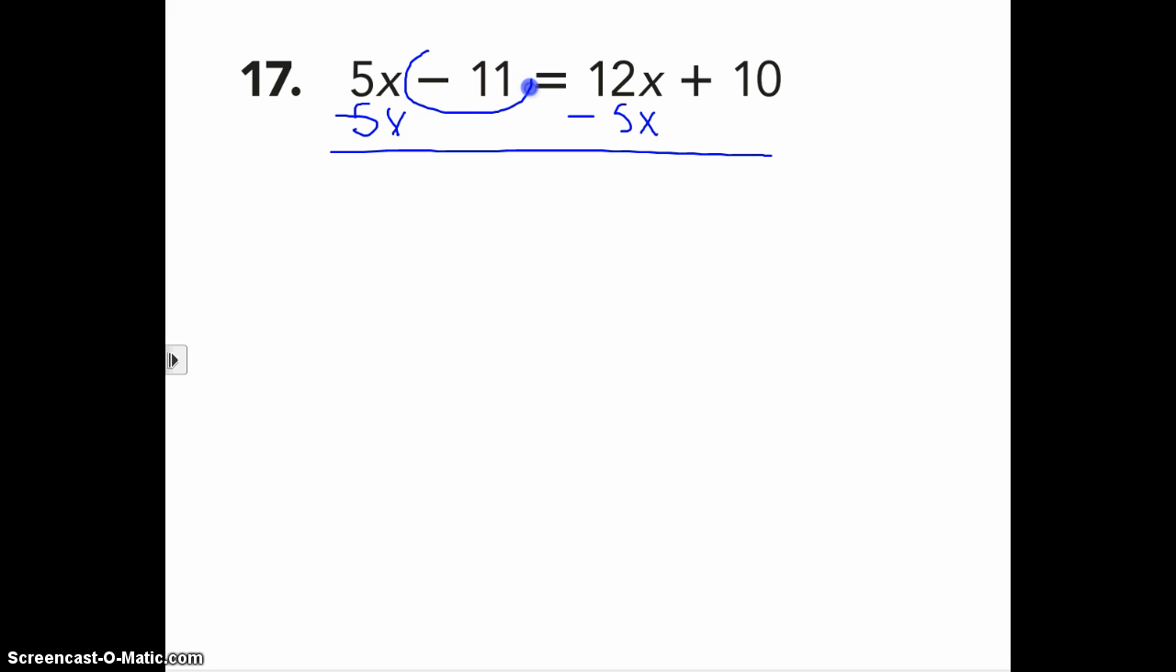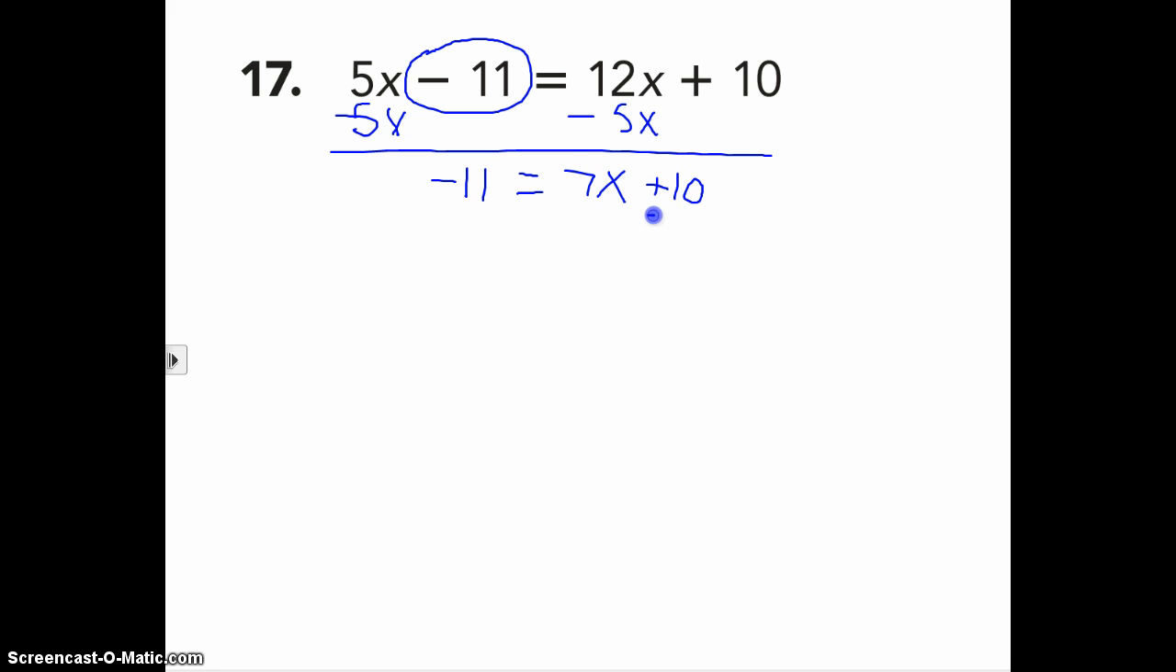One mistake a lot of people make is they forget to bring this negative down with the 11. So don't leave that behind. A lot of times I circle it just to make sure I don't forget it. My 5x now is gone, and over here I've got 12x minus 5x, which gives me 7x, and my plus 10 comes down as well. So I still have two things hooked onto my x. I have a plus 10 and a times 7.